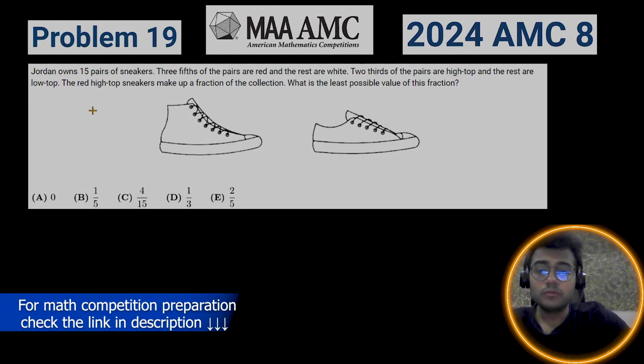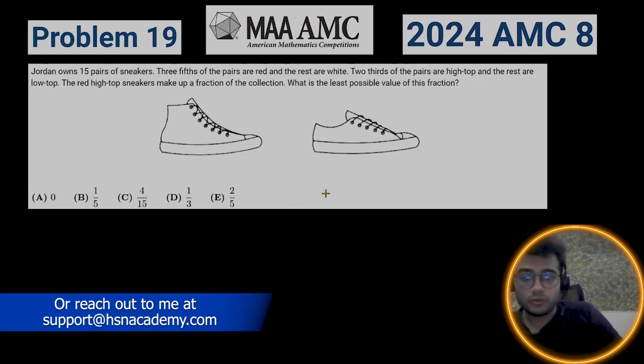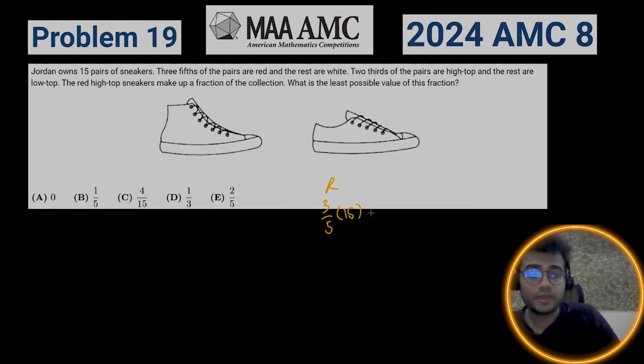So in this problem, Jordan owns 15 pairs of sneakers. 3/5 of those are red. So that means how many of them are red? Red are 3/5 of 15. So that's going to make 9. So there are 9 red, and the rest of them are white.